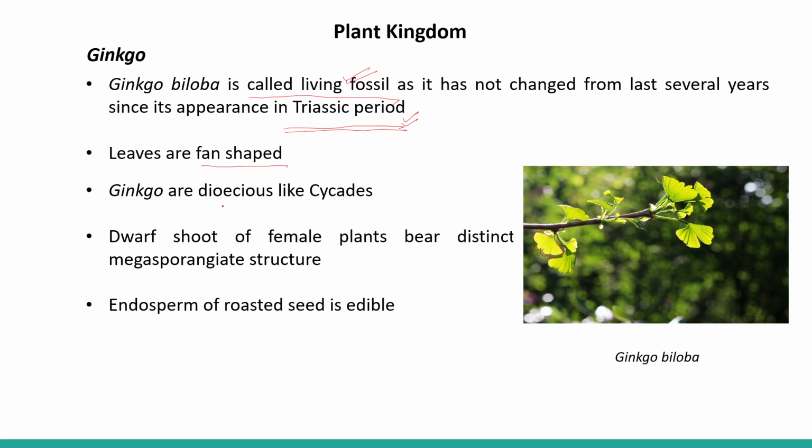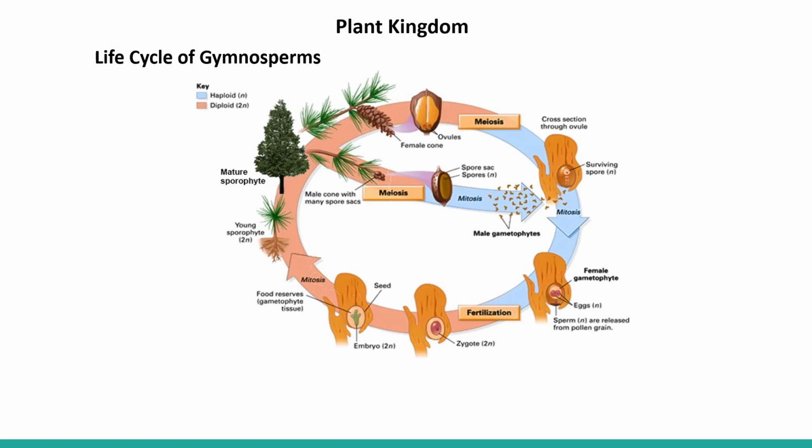Ginkgo are dioecious like the cycads, with a male individual and a female individual, male plant and female plant. The dwarf shoot of the female plant bears distinct megasporangiate structure. The endosperm of the roasted seed is edible. So this plant's endosperm can be eaten. It is edible.